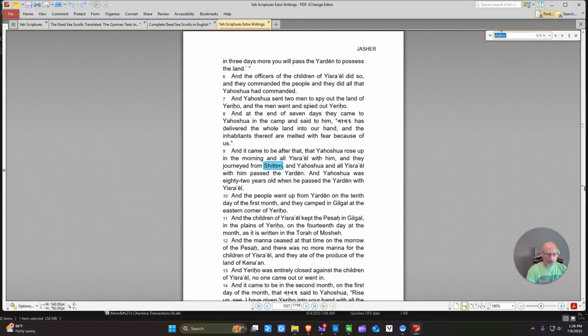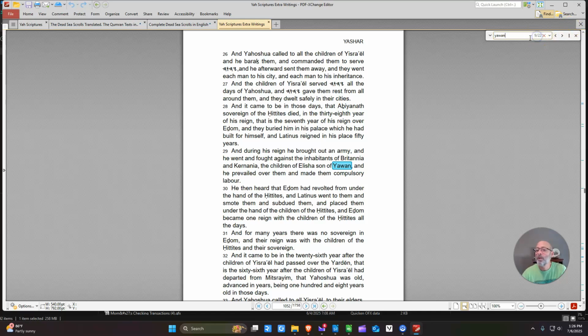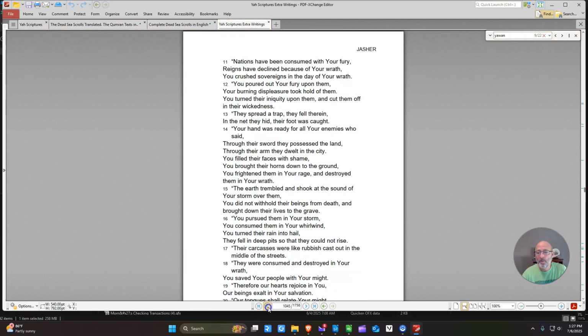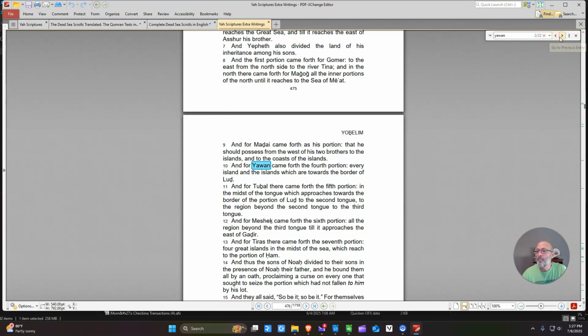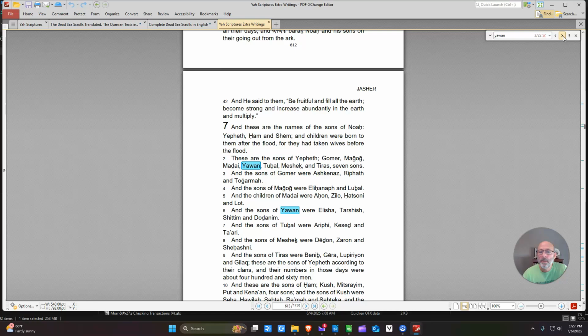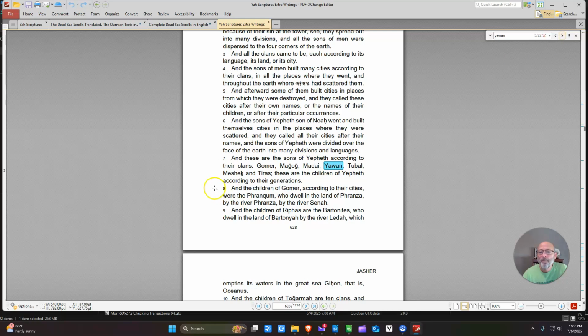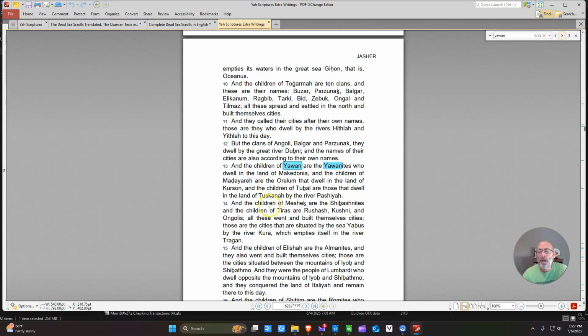So let's go back to Yawan, because what I really want to do, and we'll see it in the Maccabees, is see how the Yawanites are defined as the Kittim by the writings of the Maccabees. So here, for Yawan came forth the fourth portion. Here's the dividing of the land again, and then here are the sons of Yawan, and these are the sons again of Japheth, included Yawan. Okay, the children. This is kind of important.